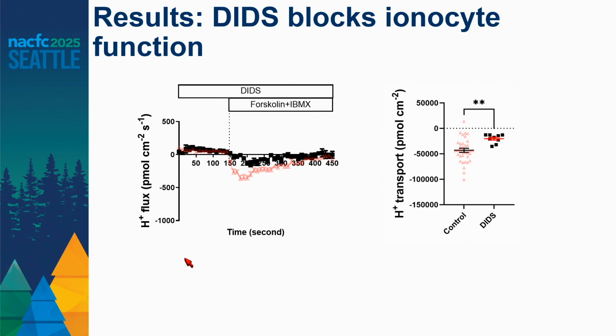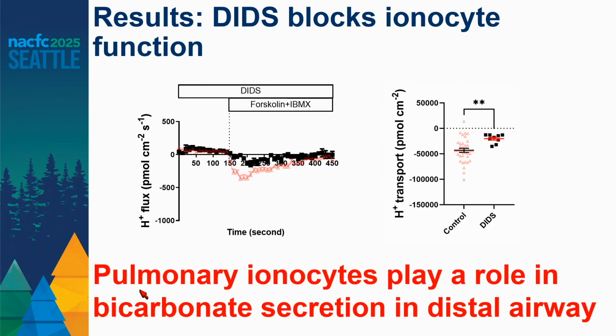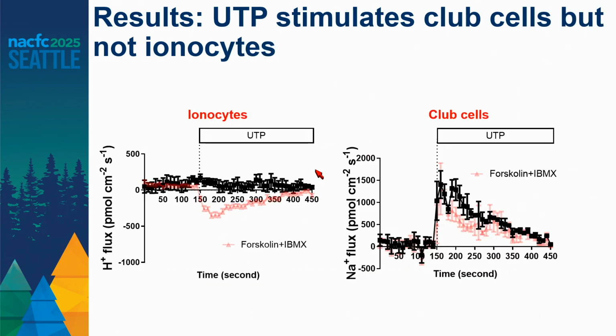However, DIDS here blocks the pH modulation stimulated by forskolin IBMX through the ionocyte. So we think that pulmonary ionocytes play a role in bicarbonate secretion in the distal airway. We think DIDS is a tool for blocking ionocyte function in the swine distal airway.